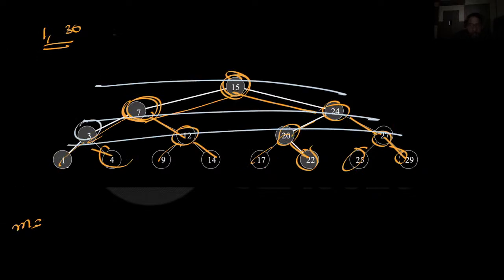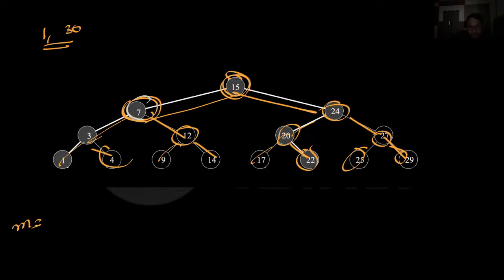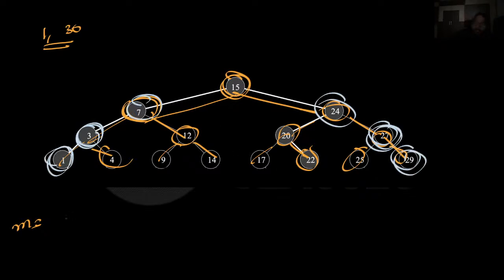Just look at the border, don't look at the internal things. This one is border, this one is border, and this one is border. Similarly, this one is border, this one is border. So you are anyway visiting 2H nodes plus the internal nodes, which can at most be M. So that's why 2H plus M is your time complexity for the range search.